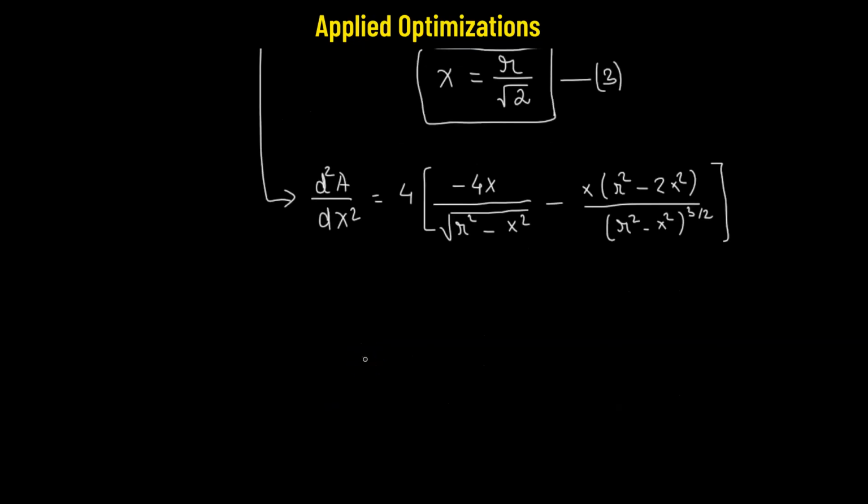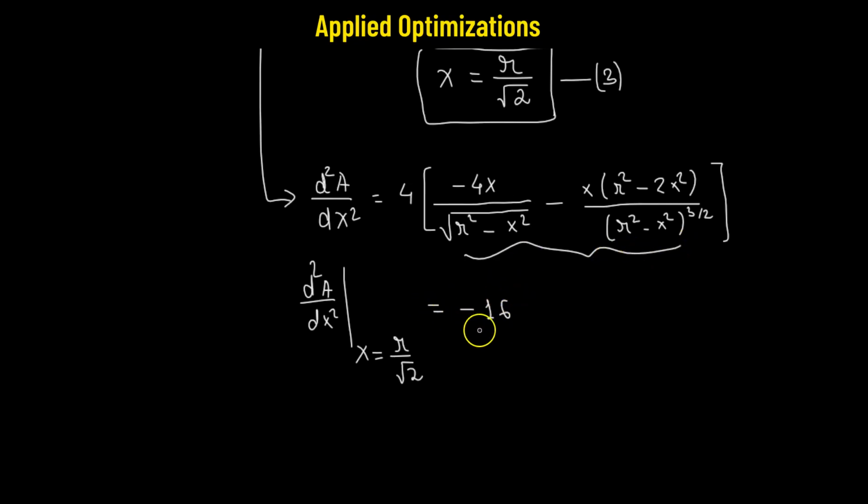Now we will calculate this second derivative of our area function at x equals r over square root of 2. All we have to do is plug the value of x into this particular expression, and this is going to give us a value which is negative 16. Since negative 16 is less than 0, we can say that x equals r over square root of 2 is the maxima.